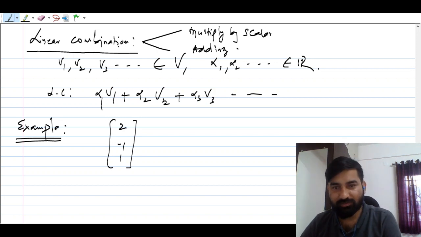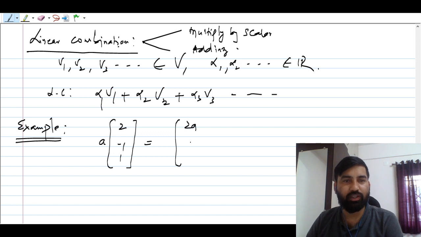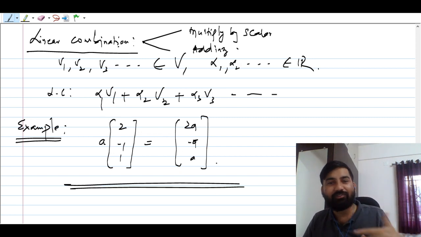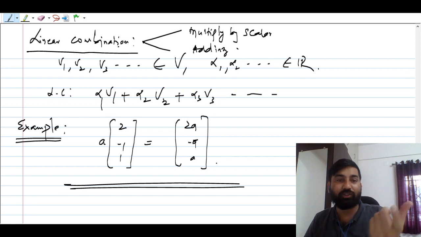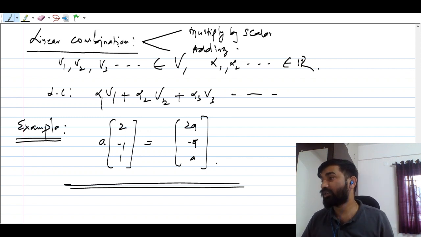You know what? How? You can multiply by a scalar. If you multiply it by a, this vector will become 2a, minus a and a. So you can take many values of alpha, or you can say a, and you can get infinitely many vectors. I hope this makes sense.